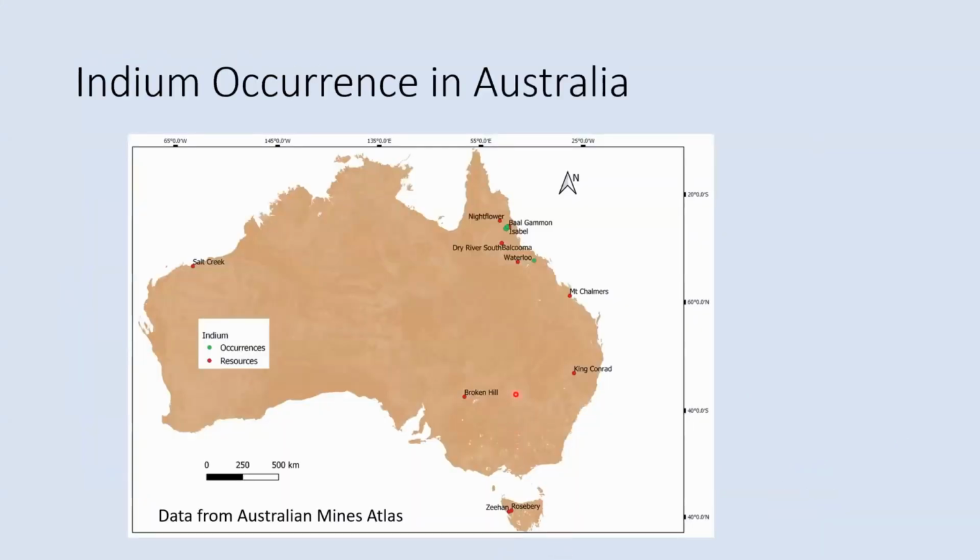This is a very simplified map of Australia showing the distribution of indium occurrence and mineralization. Most of the indium resources are associated with tin mineralization, except for the Broken Hill deposit, which is associated with the lead-zinc system. And then we also have the VMS systems down in Tasmania. My study will be focused at Baal Gammon and Isabel in Northeast Queensland.